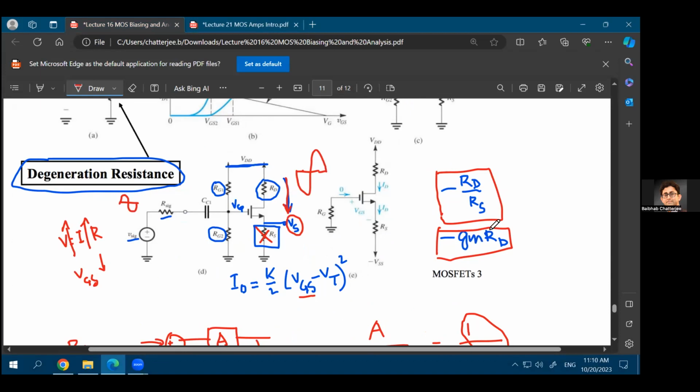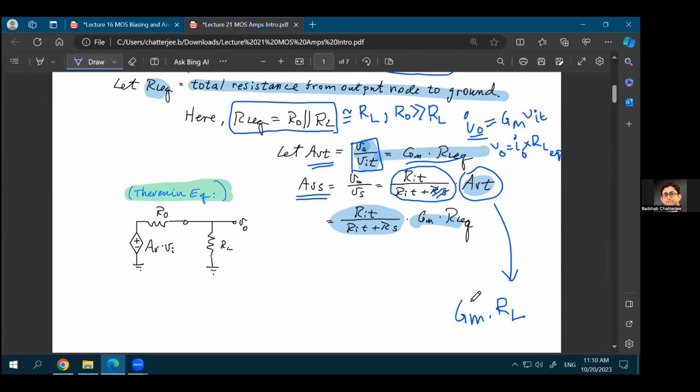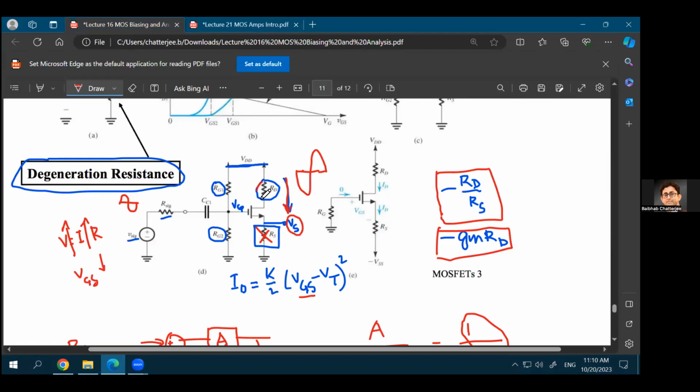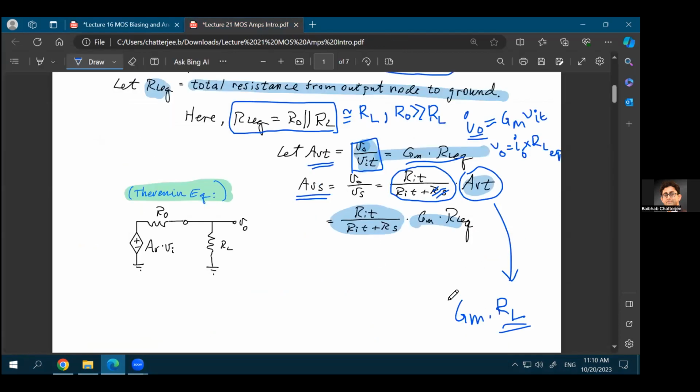The GM times RT is basically what you have proved over here. We were calling it RL, or the load resistance. In this case, the load resistance is basically this RT, which is connected at the drain. The drain is your output terminal for the MOSFET here, right? So whatever resistance you have connected at the output terminal, that would be your load resistance. In this case, the load resistance is RT. That's why you are calling the gain GM times RT. And that's what we proved over here, that the gain is GM times RL. If RL is RT, then the gain becomes GM times RT.